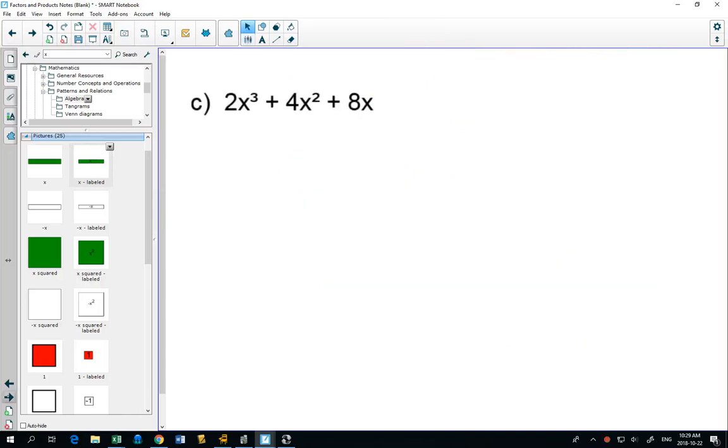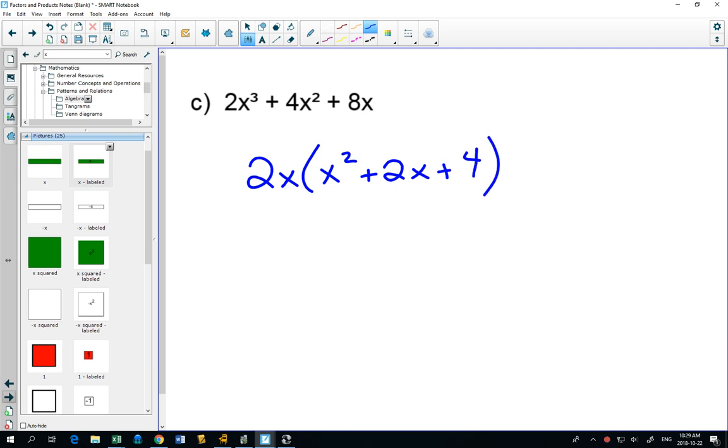All right, that was B.5. For C, you look at the numbers. You could pull out a 2, and if you look at the variables, you can pull out an x. That leaves x squared plus 2x plus 4.